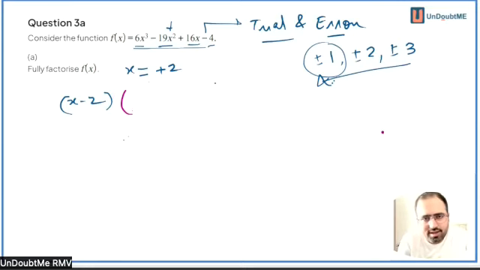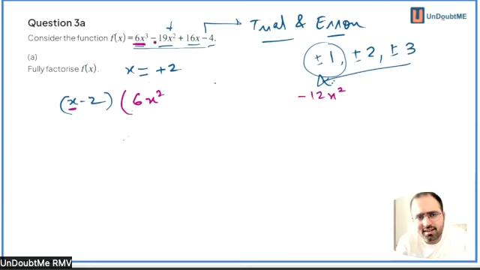How to do that? Just see here. The first term which I need to create is 6x cubed. To create 6x cubed, when something is multiplied with x, what should that thing be? Same ideology as in long division. So it should be 6x square. 6x square multiplied with x will give me 6x cube. 6x square multiplied with minus 2 gives me minus 12x square.